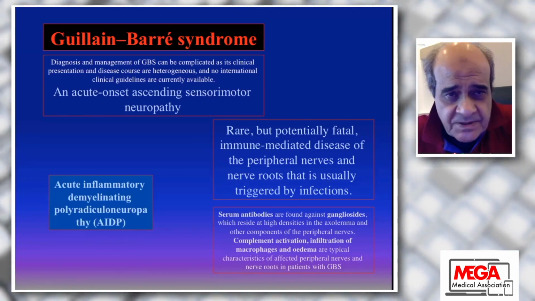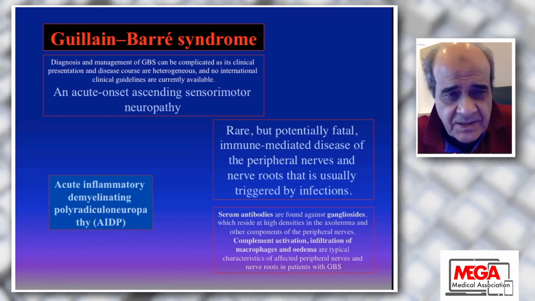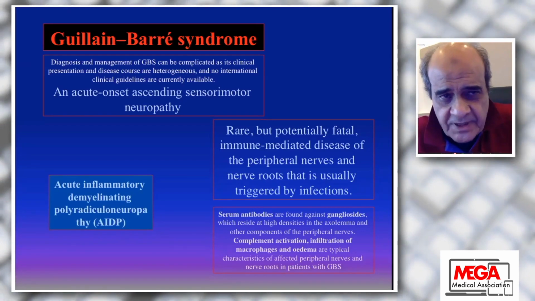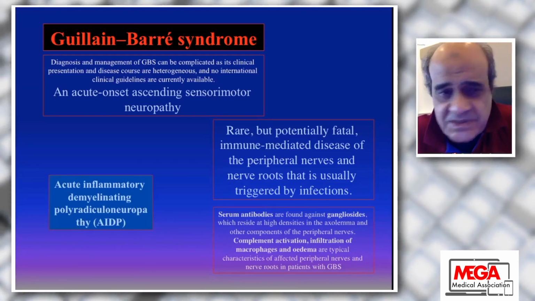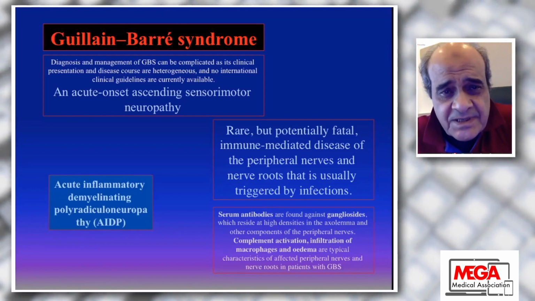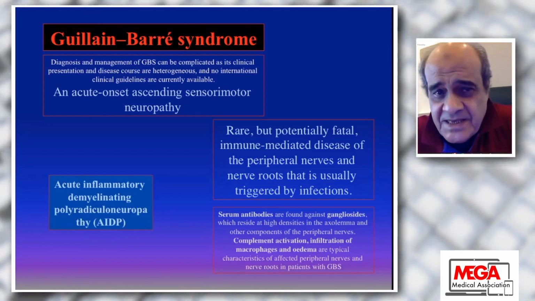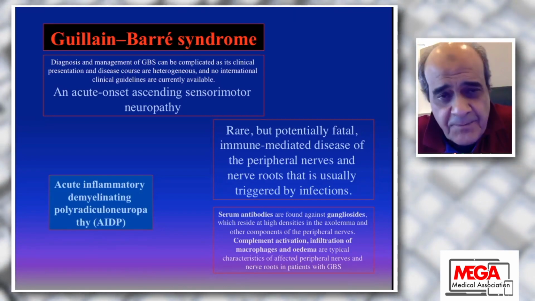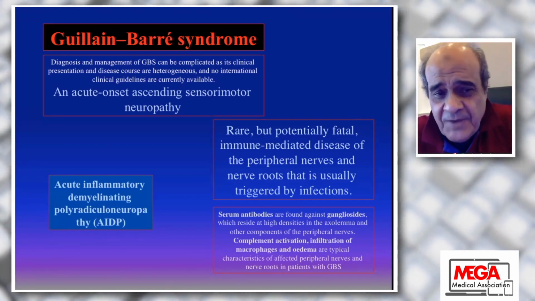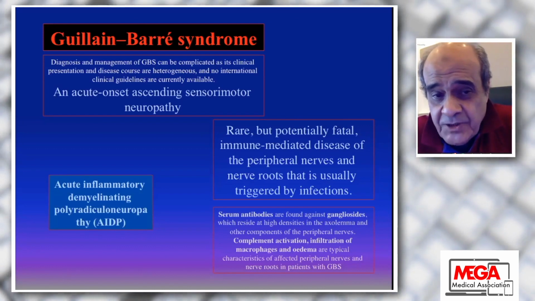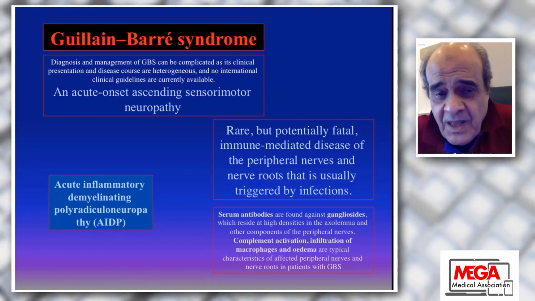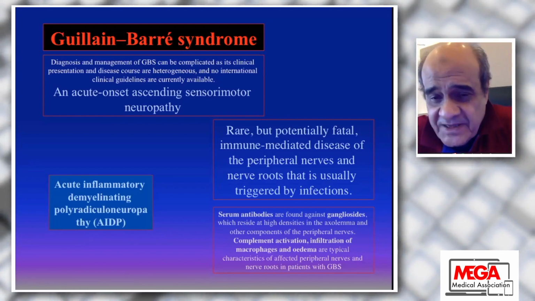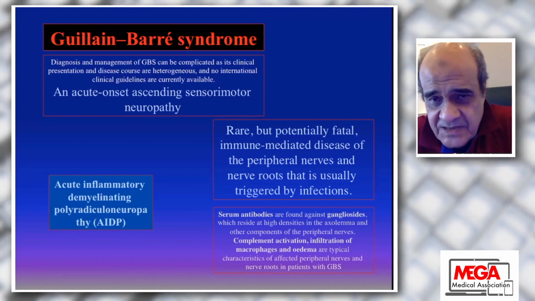It is an acute onset, always starting acutely, and some cases start with a chronic presentation. The acute onset starts with an ascending sensory motor neuropathy, affecting the periphery first and going up. It is an acute inflammatory demyelinating polyradiculoneuropathy, mostly demyelinating, but some other types affect the axonal nerves, as we will see.